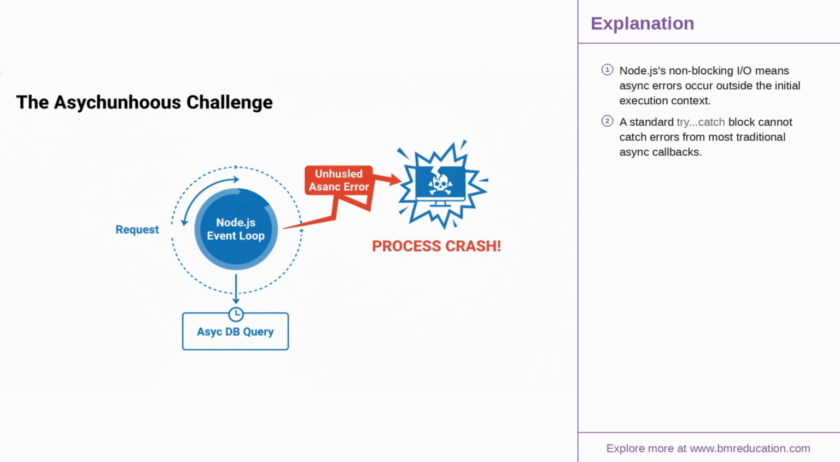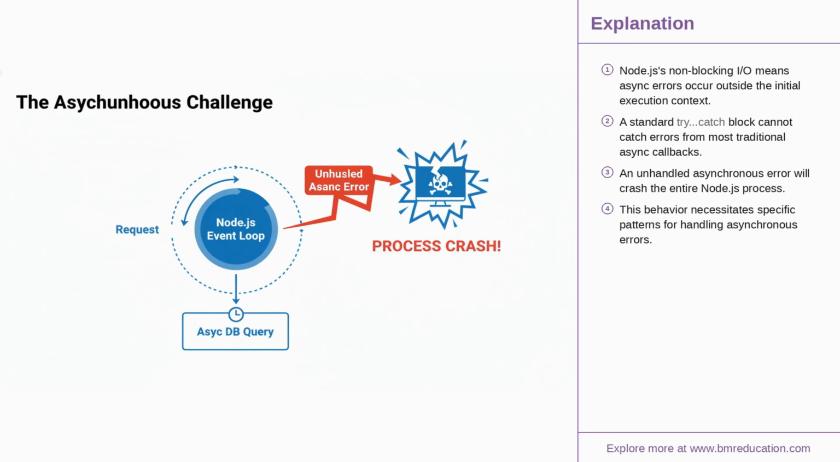So, why is Node.js unique? It's the non-blocking event loop. When you start an async operation, like a database query, Node doesn't wait. It continues. If an error occurs in that operation's callback, it happens outside the original call stack. With no handler in place, this rogue error has nowhere to go, causing an unhandled exception that crashes the entire process. This brings us to the two fundamental types of errors we must classify.